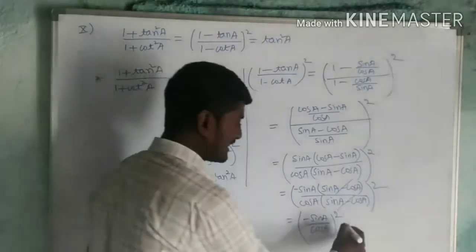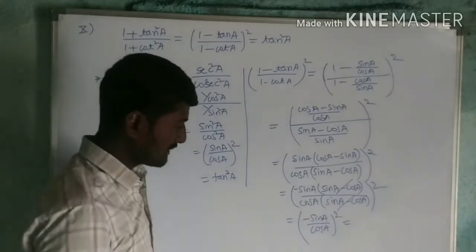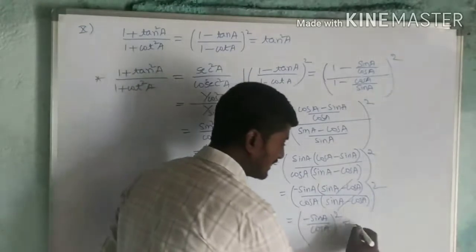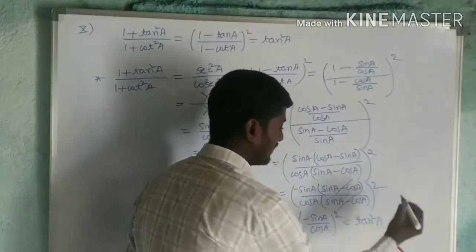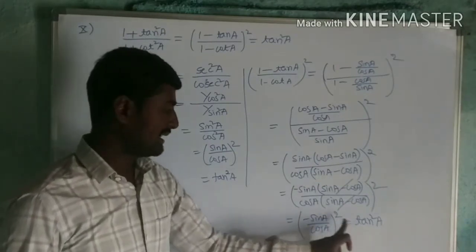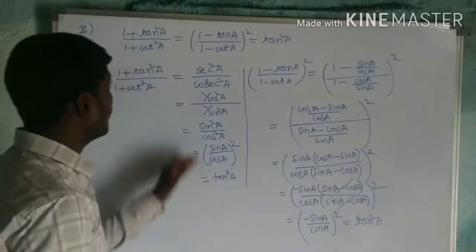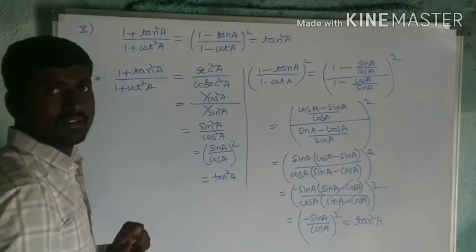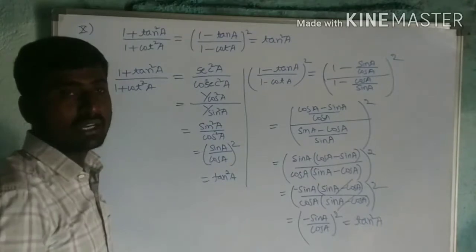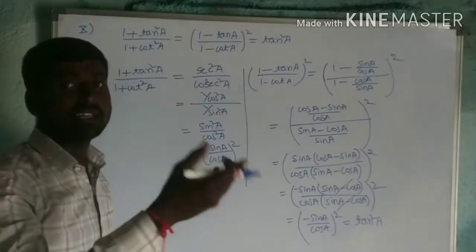Now this is equal to, minus square will be plus. Then sin A by cos A is nothing but tan A, whole square is there. It is nothing but tan square A. First and last term are equal. And also second and last term are equal. Therefore I can say that all these three terms are equal.